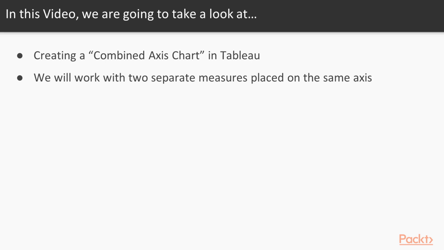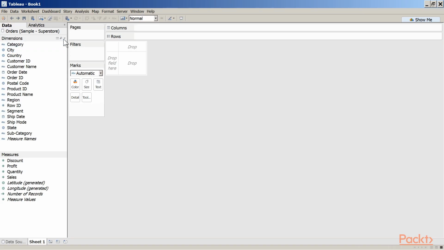To plot a combined or shared axis chart, you will need at least a dimension and two measures. Let us look at a demo for creating a combined axis chart in Tableau. We are working with data from Sample Superstore.xls. For our demonstration, we will work with a dimension, order date, and two measures, profit and sales. Let us drag the order date and place it on the columns shelf. Let us change it from year order date to month order date.